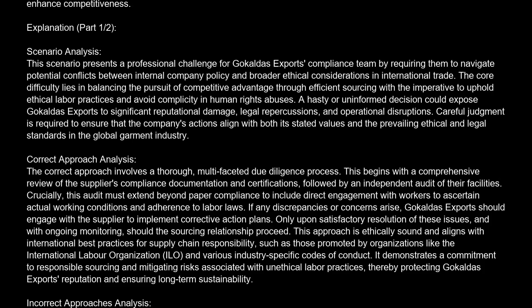The correct answer is D. Proceed with the supplier, assuming their claims of compliance are accurate and prioritizing the cost savings to enhance competitiveness.